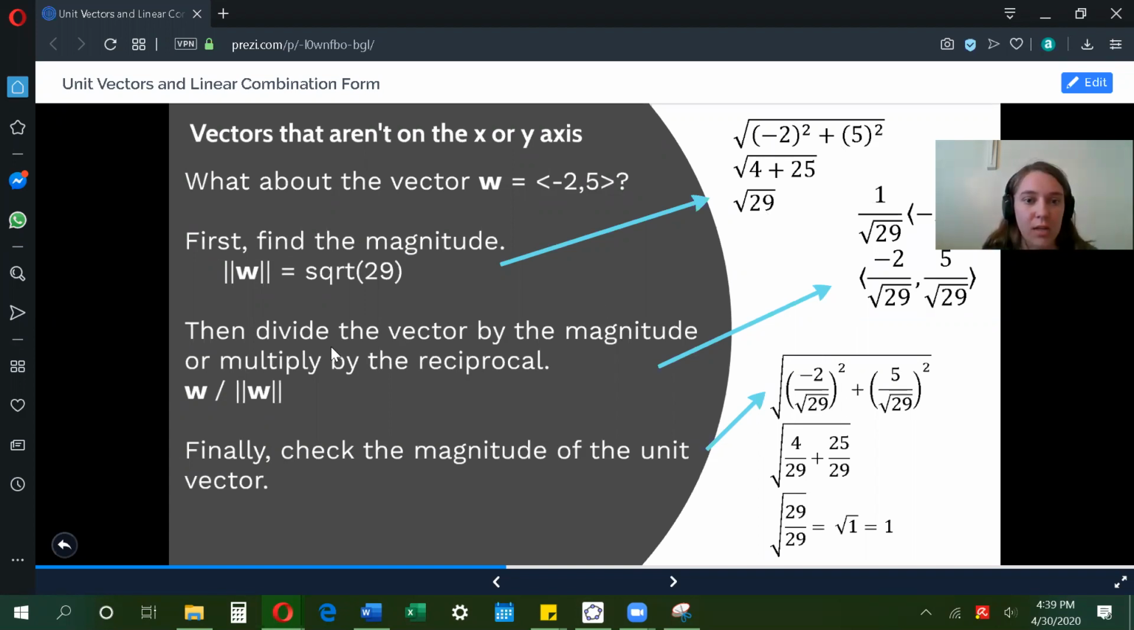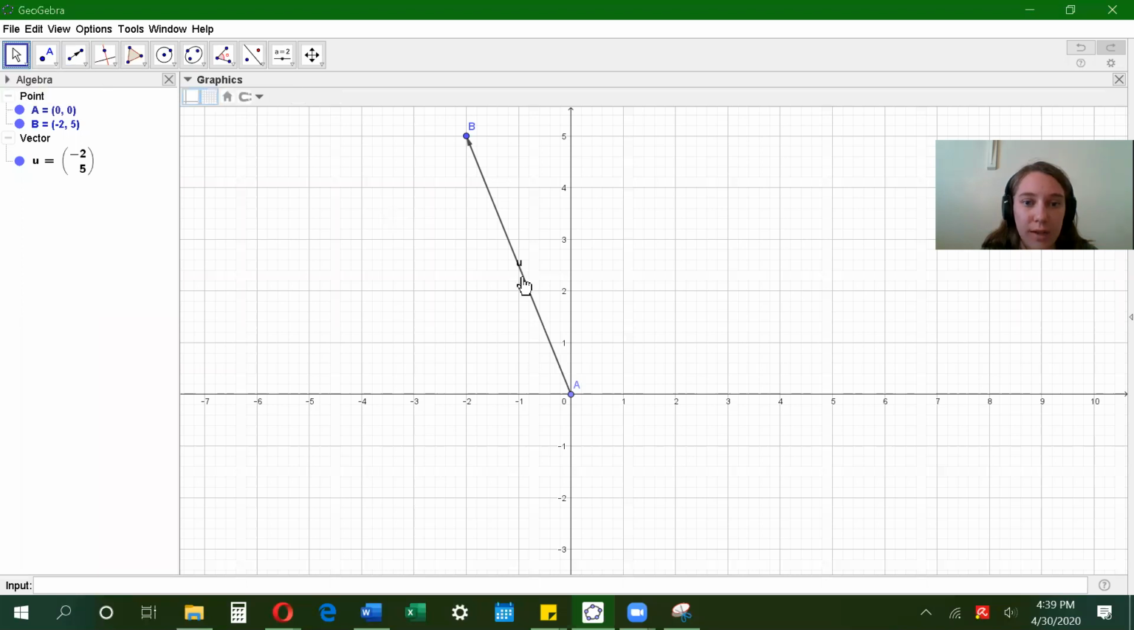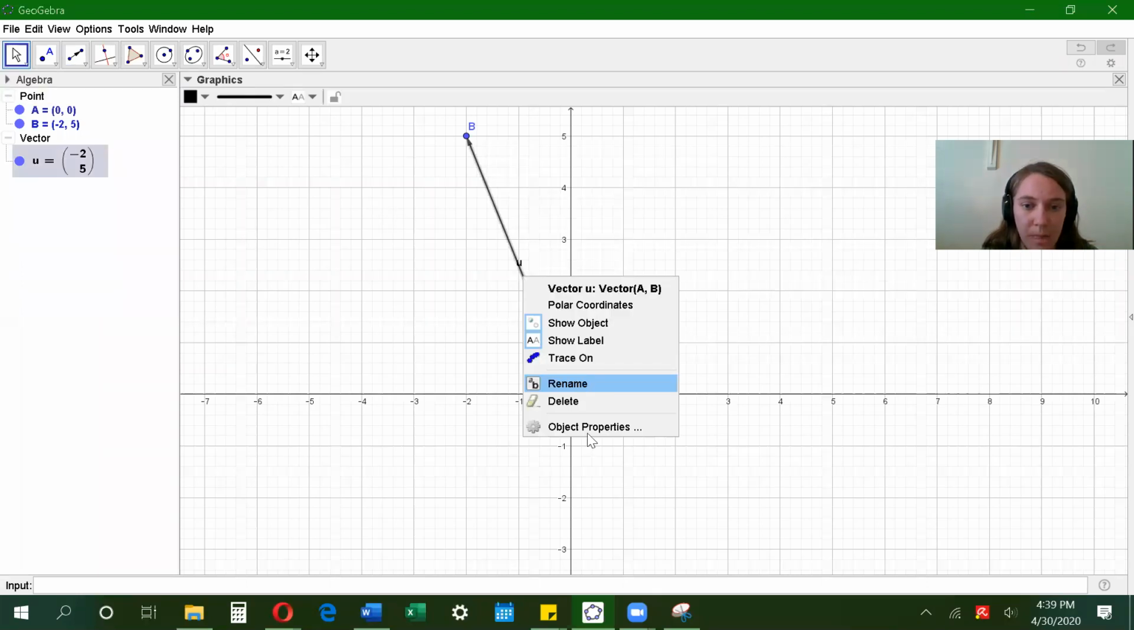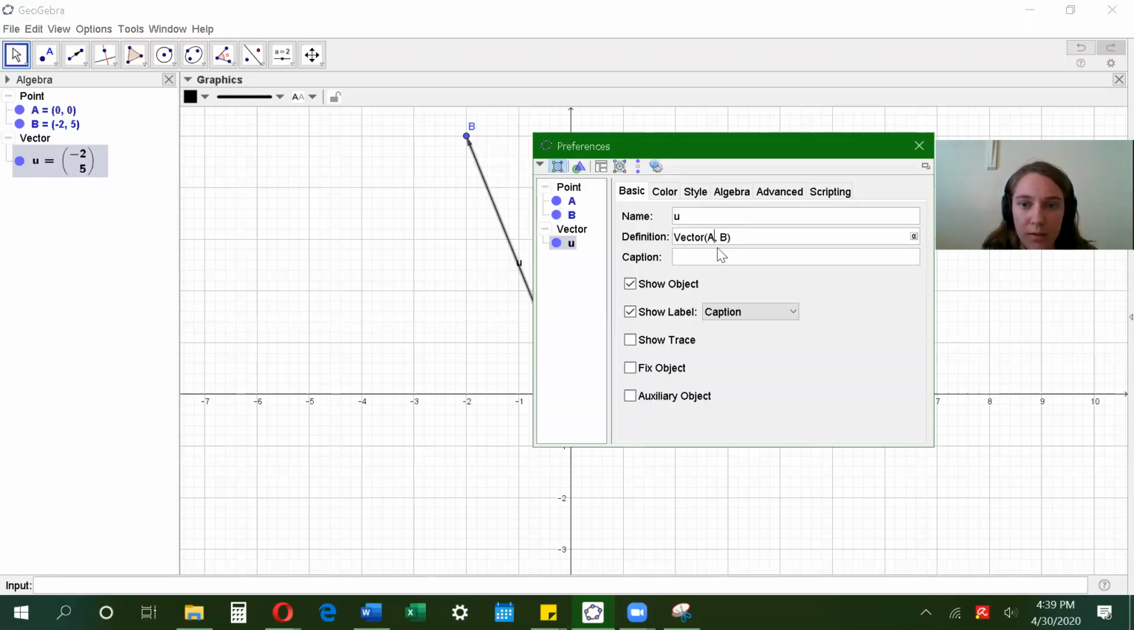Our next step is to divide the vector by the magnitude, or multiply by the reciprocal. So here I have 1 over the square root of 29, the reciprocal, and I'm going to multiply it into our vector negative 2, 5. So you just multiply it in, and you're going to get negative 2 over the square root of 29 and 5 over the square root of 29. If we come in here and do that calculation, we can do that by dividing by the square root of 29.